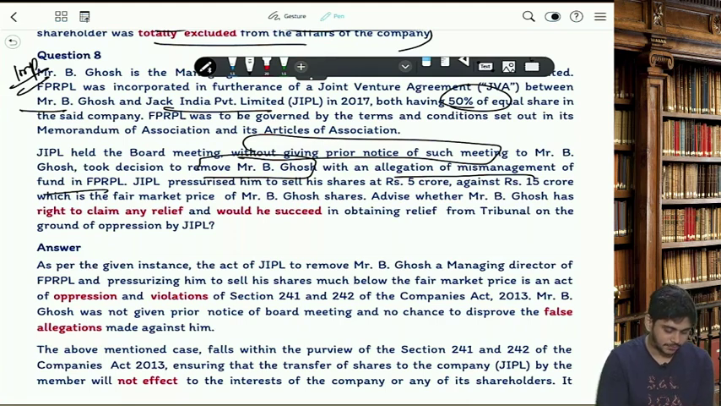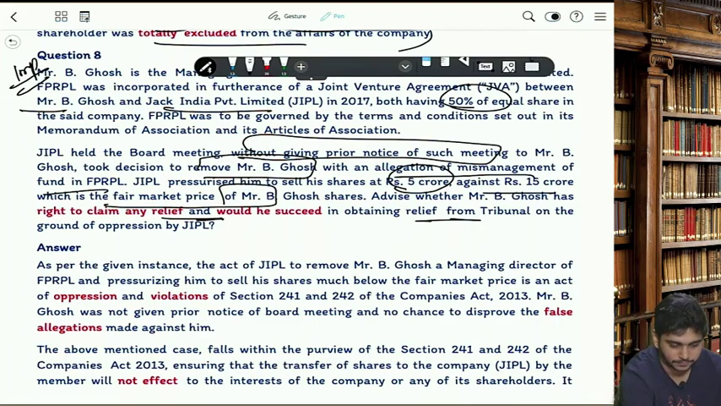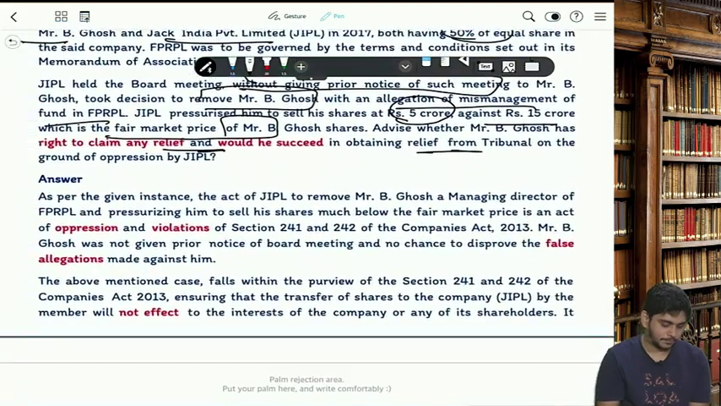JIPL also pressurized him to sell his share at 5 crores instead against rupees 15 crore, which is the fair market price of Mr. B. Ghosh shares. So he was also a shareholder, he was also a member. Advise whether Mr. B. Ghosh has a right to claim any relief and would succeed in obtaining the relief from the T on the ground of oppression by JIPL. So see, important question.